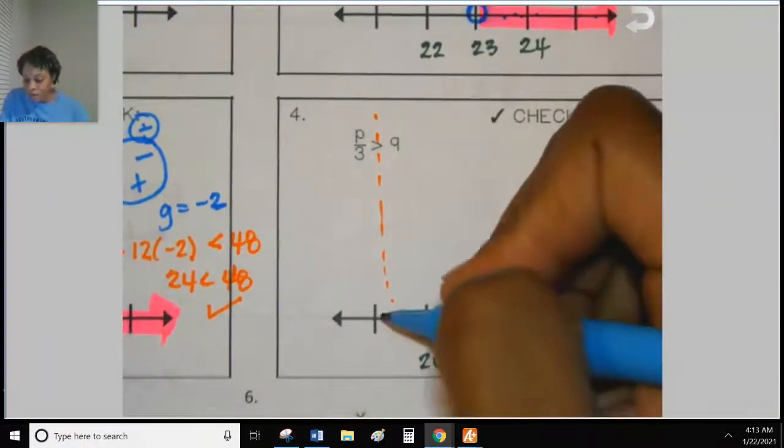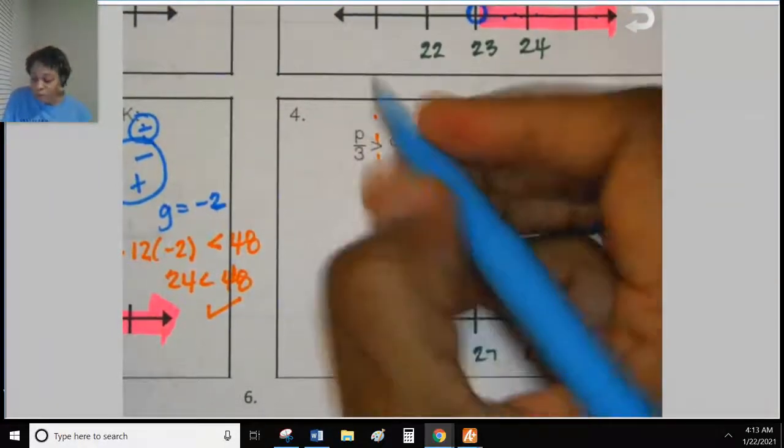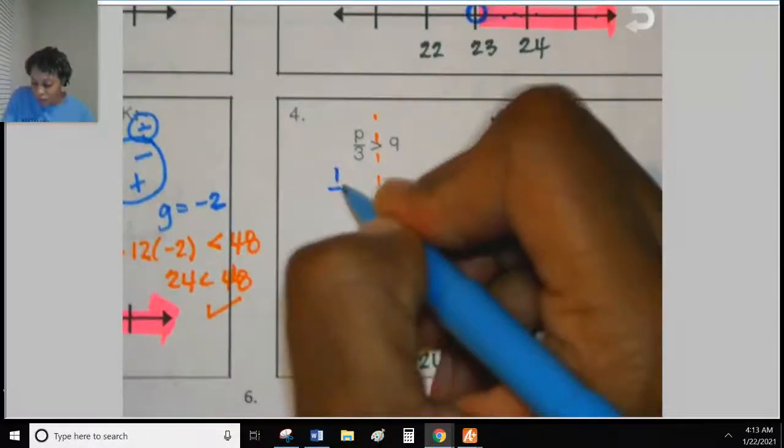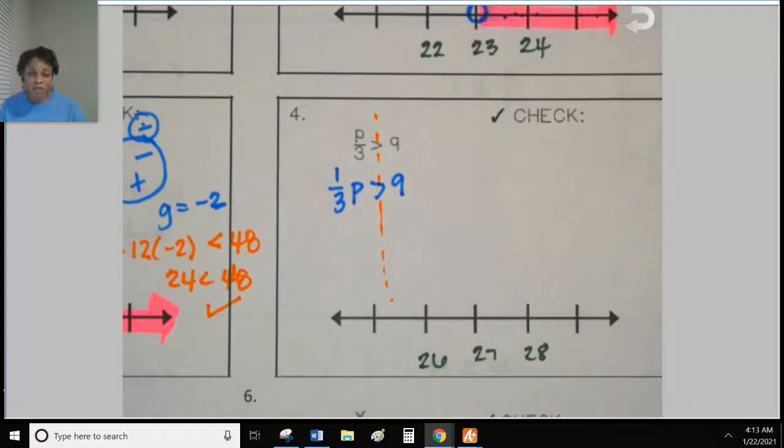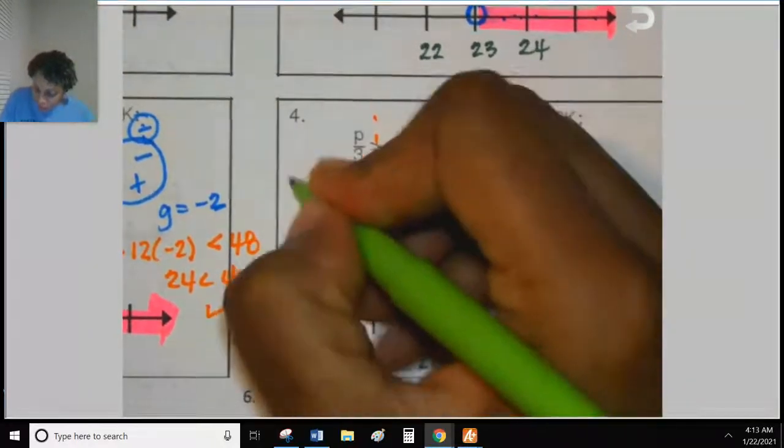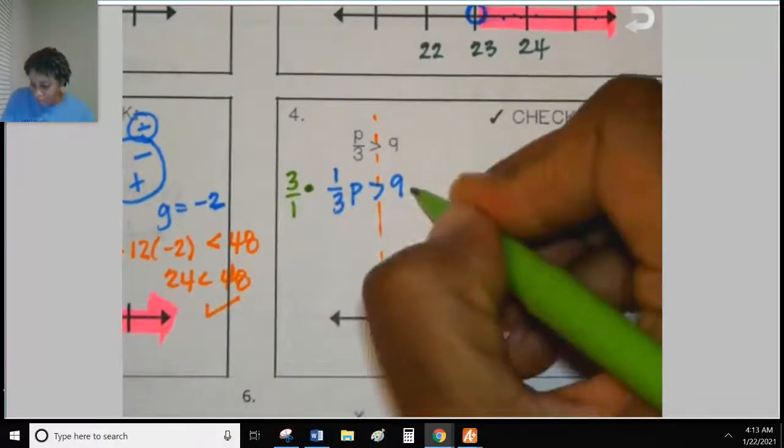So here, first thing I'm going to do is pull out that fraction. I know it's 1/3 times p. So this is a division problem because I see the fraction bar. The opposite of division is multiplication. So I need to multiply both sides by the reciprocal. The reciprocal of 1/3 is 3/1.